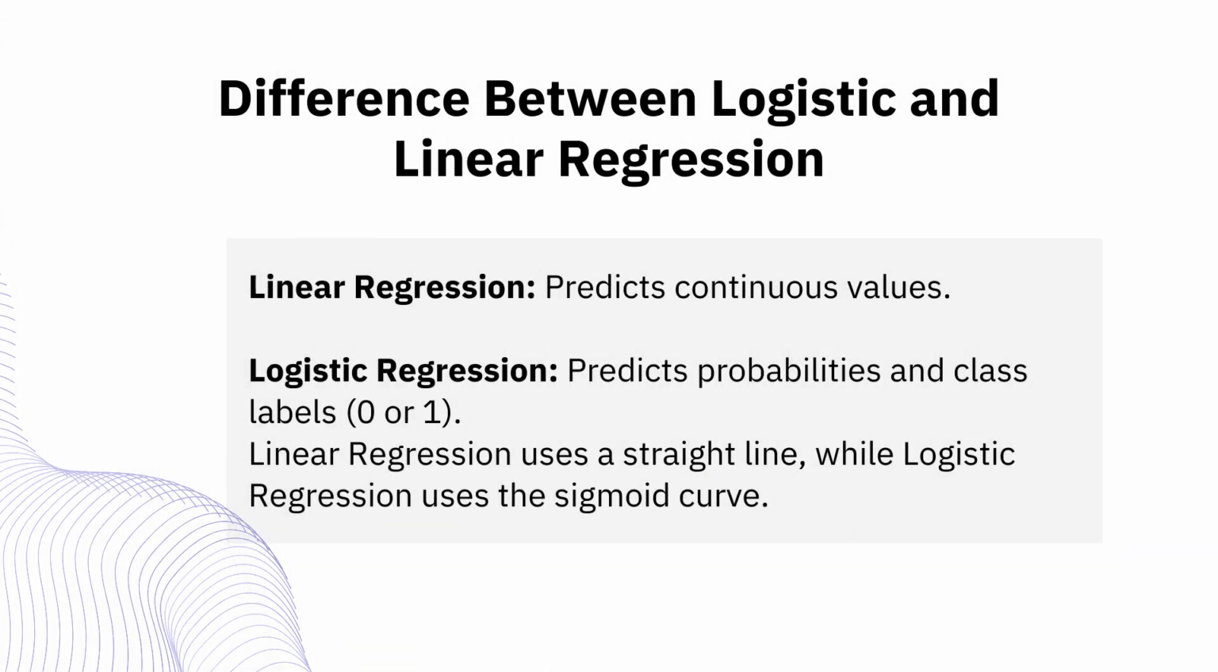The main difference between logistic and linear regression lies in the type of prediction. While linear regression is used for predicting continuous values, logistic regression predicts probabilities that are then mapped to binary outcomes. This is achieved through the sigmoid function, which outputs probabilities between 0 and 1.